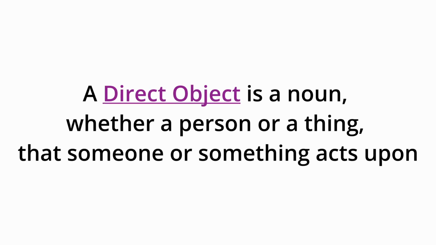Hello, it's time to learn what a direct object is in Spanish. So by definition, a direct object is a noun, whether a person or a thing, that someone or something acts upon. The reason why it's called direct object is because the action is performed directly upon it and nothing else. God, that was boring. Let's just see some examples.